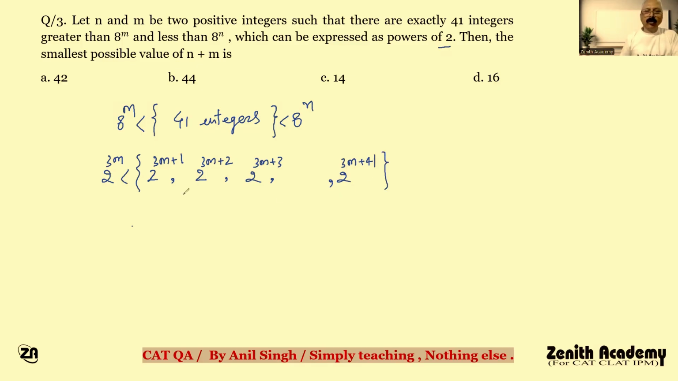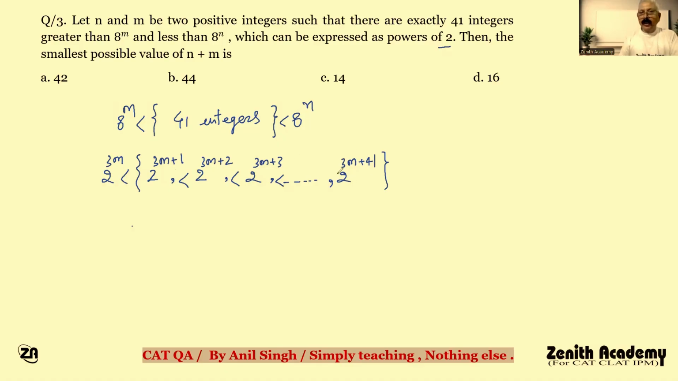So these are integers, all these integers greater than 2 to the power 3m. Okay, it is very clear that 2 to the power 3m plus 2 is greater than this, is greater than this. So these are the 41 integers. And now the question is, it should be less than 8 to the power n.